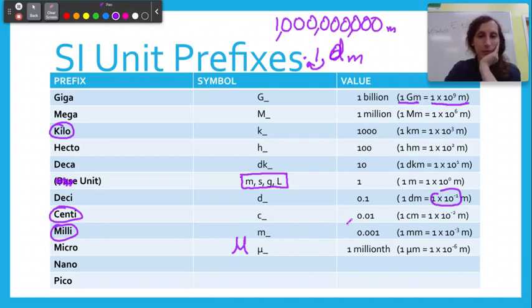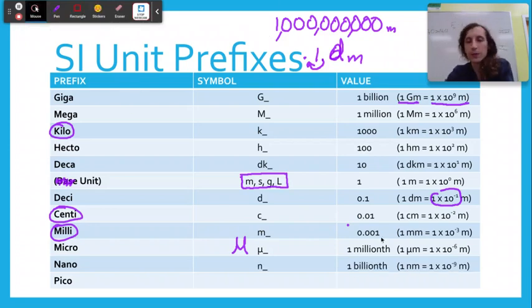We've got a nanometer, which is a billionth, and then we've got a picometer, which is a trillionth. So 10 to the -12, 10 to the -9 on both of those. So take a second, pause the video, and jot all of these down.